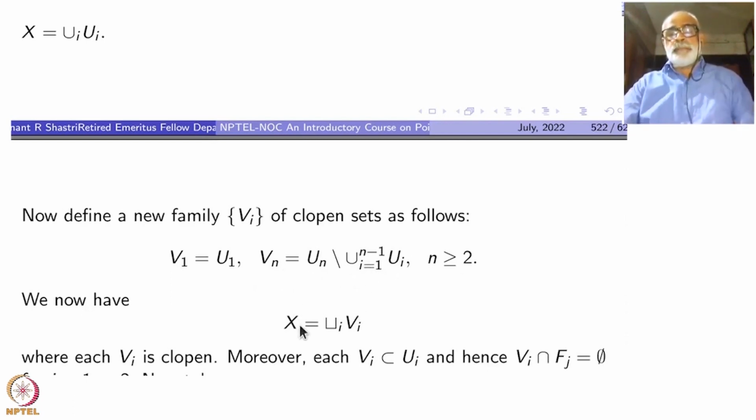Now what we have is each Vi is disjoint from the other Vj. So it's a disjoint family. Each Vi is clopen. Why? Because being a finite union, this is also clopen and this is clopen. Open minus closed is open. Closed minus open is closed. So this will be clopen. So each Vi is a clopen subset, and we have written X as a disjoint union of countably many clopen subsets.